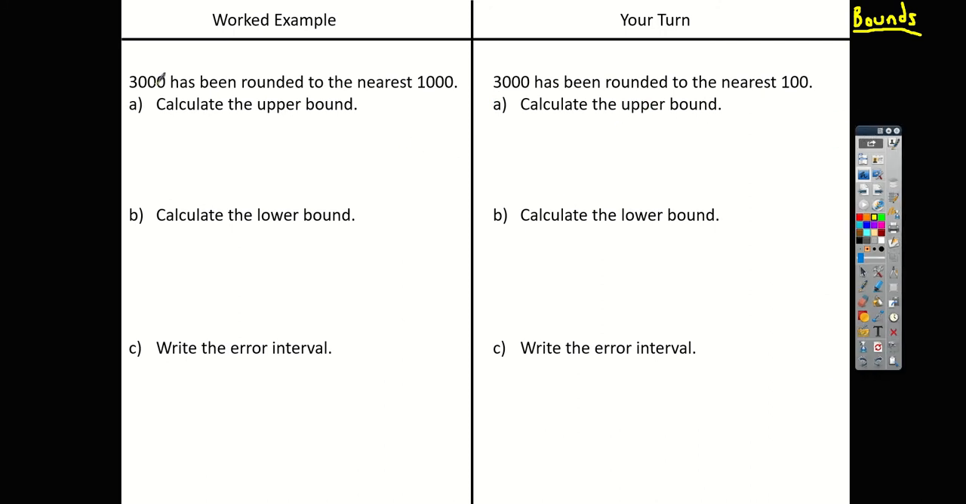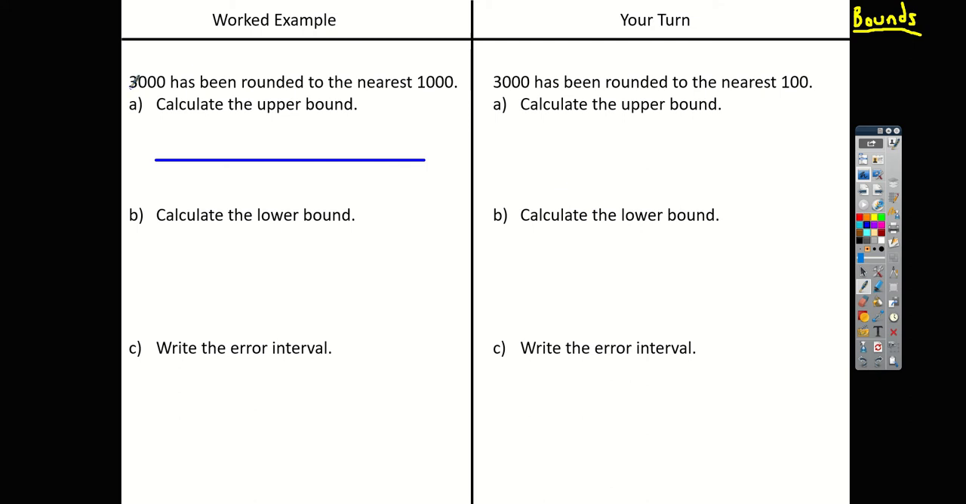So looking at this one on the left, you've got 3,000, but that's been rounded to the nearest thousand. So there's been some number that you've started with that might not have been 3,000, and then it's been rounded to the nearest thousand, and that's the answer. And what we want is the upper bound. What this means, this is the maximum possible value that your number could have been before it got rounded down to 3,000. So to help us do this, I'm going to draw a number line, and this is going to help me with all three parts of the question.